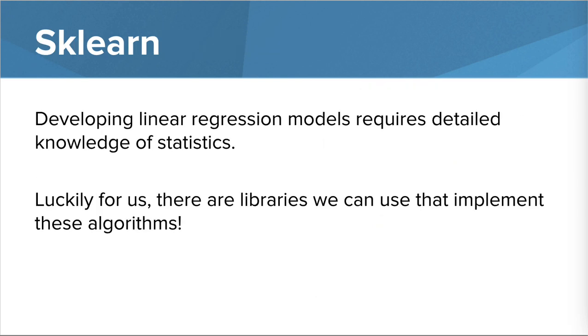Linear models require the use of complex statistics and mathematics. Luckily, there are programming libraries out there that we can use to implement these algorithms without needing to understand exactly how they work. This is an important part of programming called abstraction. Rather than require us to rebuild linear regression models from scratch, libraries allow us to use the progress made by others.